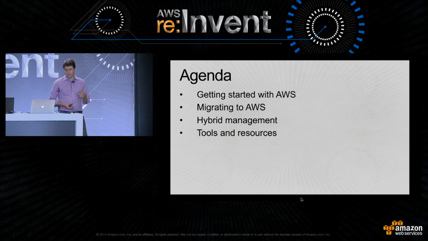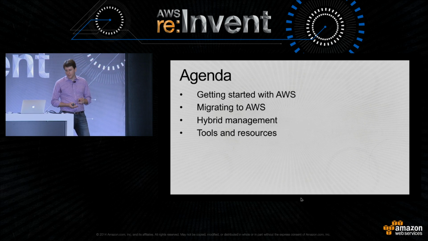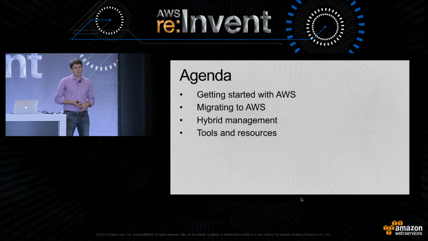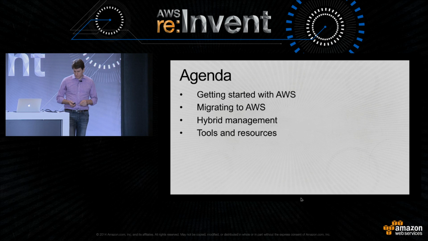We're going to talk about getting set up to start using AWS when you're operating in that type of environment. We're going to talk about migration a fair bit. That's an item that tends to come up a lot with customers in this position. And we're going to talk about hybrid management a little bit, and then we'll finish up with a couple of tools and resources that you may be interested in afterward.